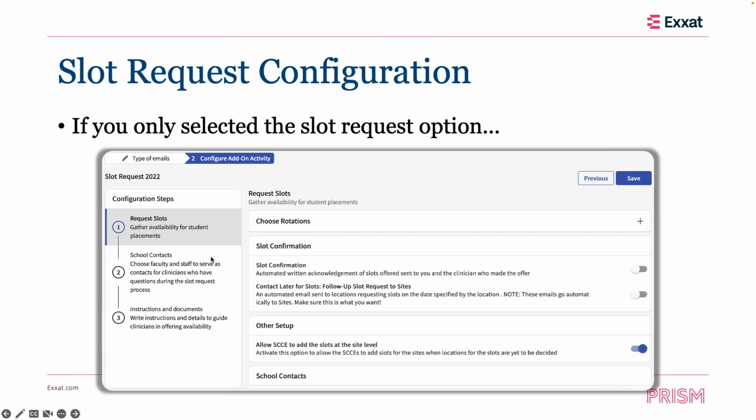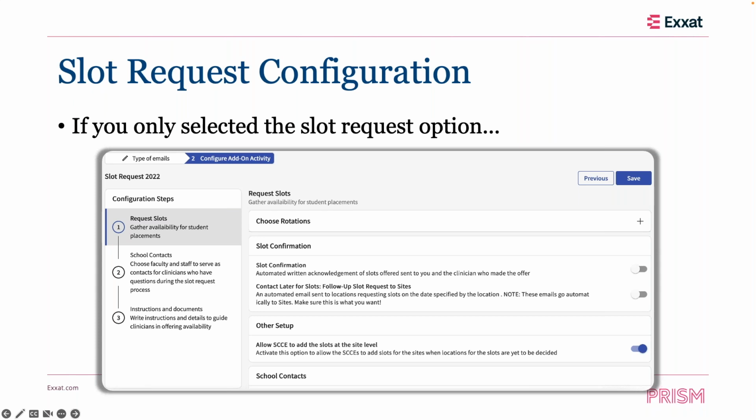So if you are just focused on getting slot availability from your sites, nothing else really matters, then this is what your page will look like. You're going to have a configuration list here. It'll show you the steps you have to complete. So you have 3 total steps.